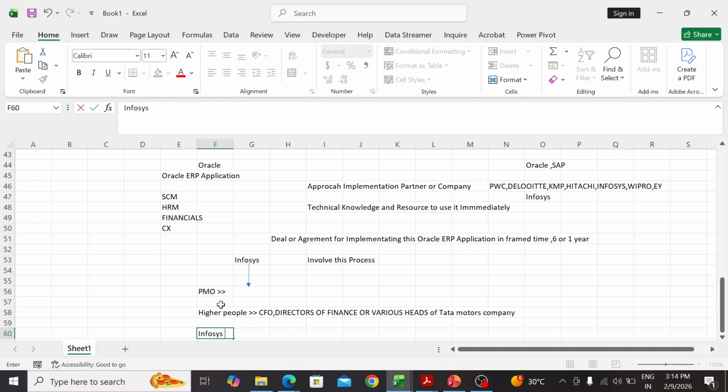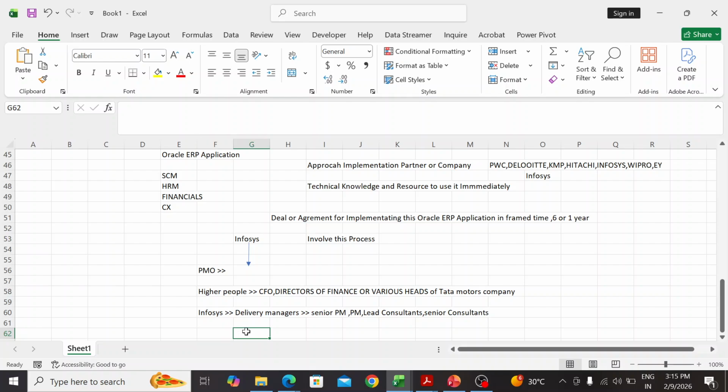And from Infosys side, majorly delivery managers, then senior PMs, meaning senior project managers, then project managers, then lead consultants, then senior consultants, and consultants, etc. Okay, so it means it is a team.